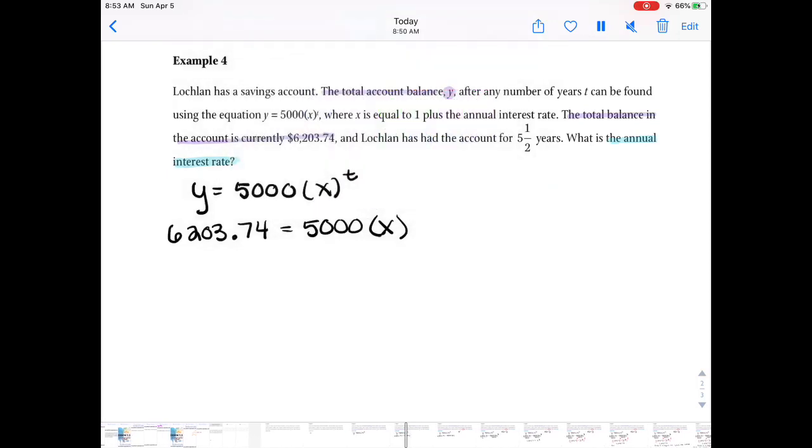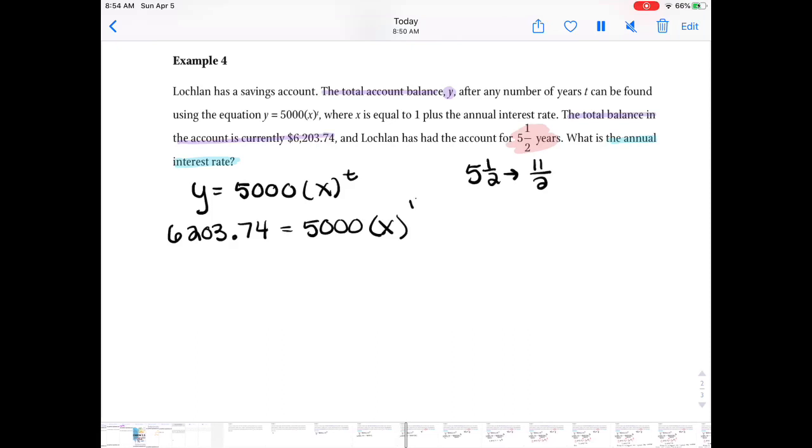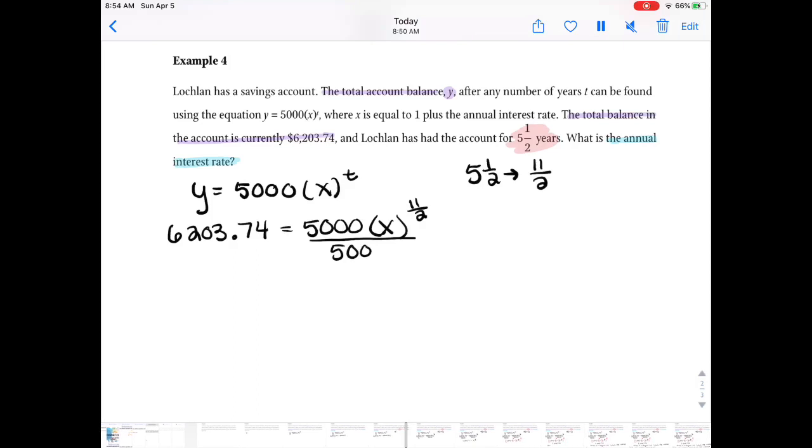The time, it said the time was 5.5 years. We're going to want to make that a rational exponent. So I'm not going to want to use a mixed number. I'm going to change that into an improper fraction. So 5.5 is the same as saying 11/2. So now we're going to solve for x. To get x alone, I'm going to divide each side by 5,000.